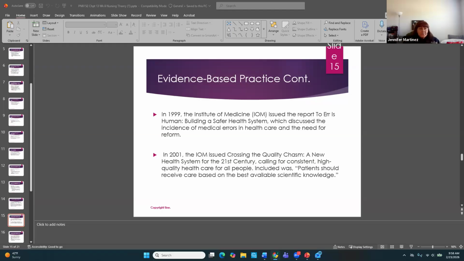All of those things. And then in 2001, the Institute of Medicine also issued Crossing the Quality Chasm, a new health system for the 21st century, calling for consistent, high quality care for all people. And so, again, part of this was patients should receive care based on the best available scientific knowledge, right? So again, it's all about evidence-based practice, right? What's going to be the best for the clients, to show the proven outcomes.